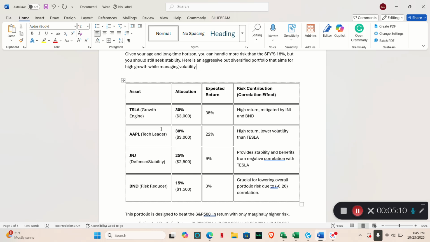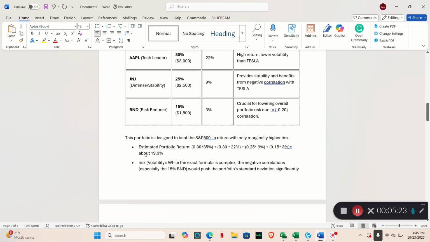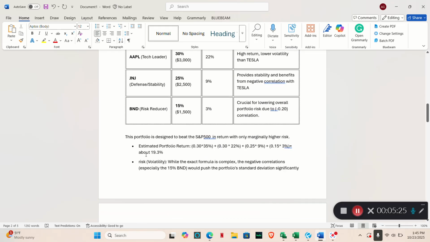And BND, this is our risk reducer as well. We would invest about 15%, $1,500, and get an expected return of 3%. This is crucial for lowering the overall portfolio risk due to the negative 20% correlation. So this portfolio is designed to beat the S&P 500 return with only marginally higher risk.